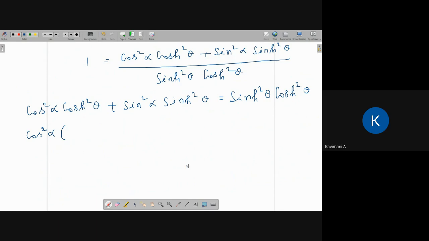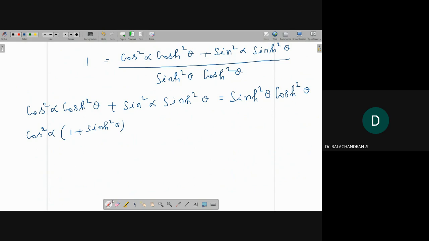1 plus sinh square theta. So actually, you know that cosh square theta minus sinh square theta equal to 1. But if I am asking what is cosh square theta, you need some time. So immediately you can't tell. So you need to practice. Only if you use formulas can you remember.